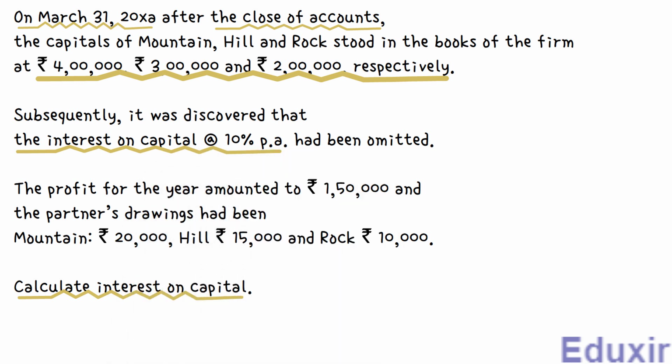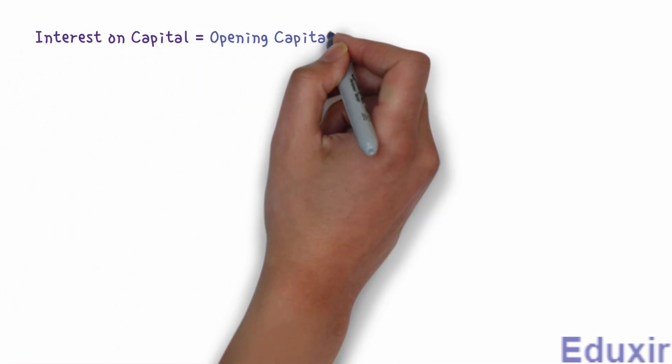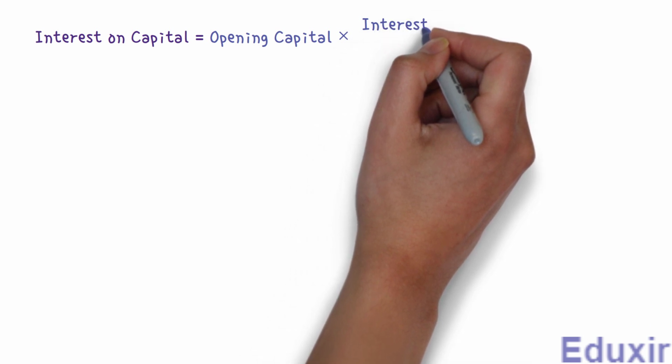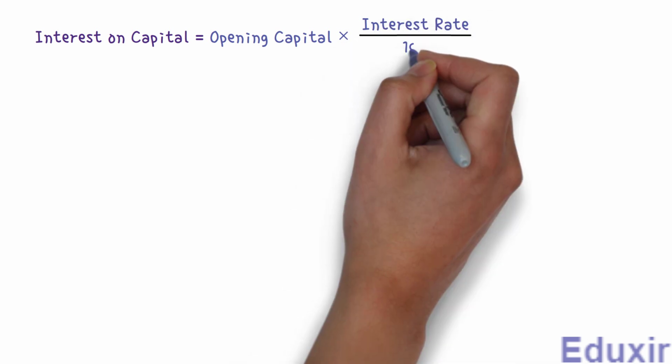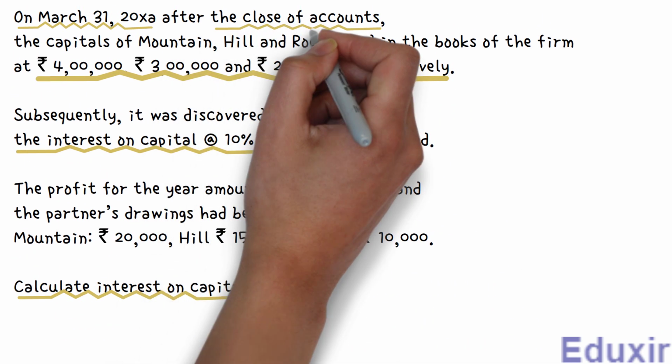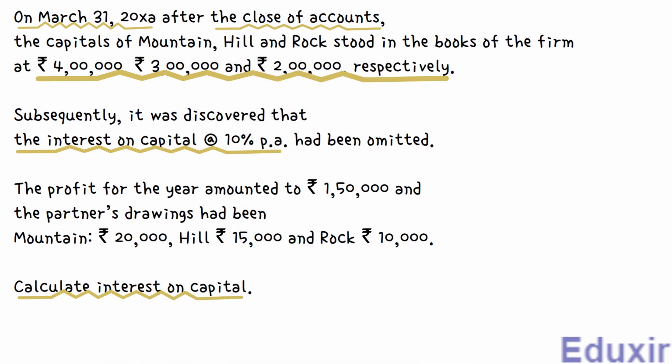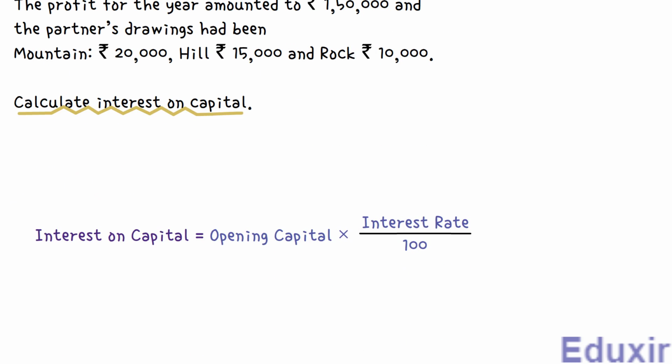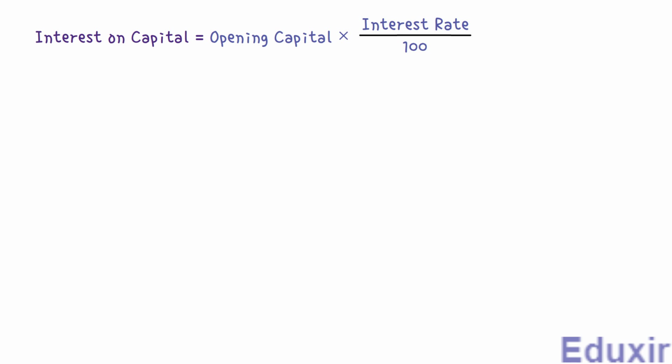Now, to calculate the interest on capital, we use the formula: interest on capital is equal to the opening capital multiplied with the rate of interest upon 100. So, if we know the opening capital, we can calculate the interest on capital. But what is given to us in the problem is the closing capital. It's not opening capital. But no worries. We can still find the opening capital and from that we can calculate the interest on capital.